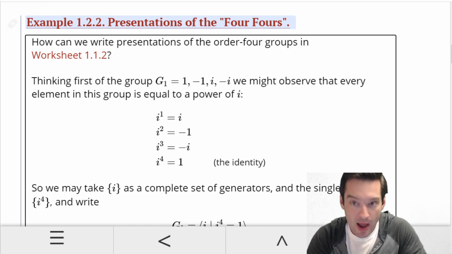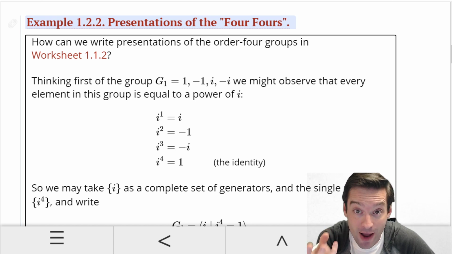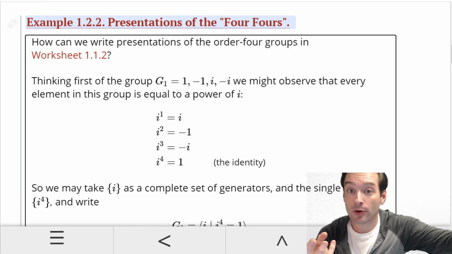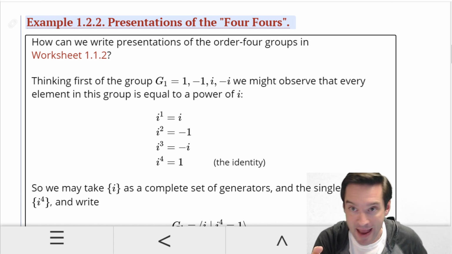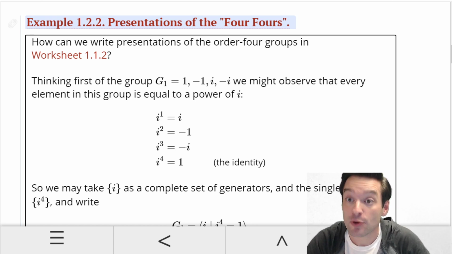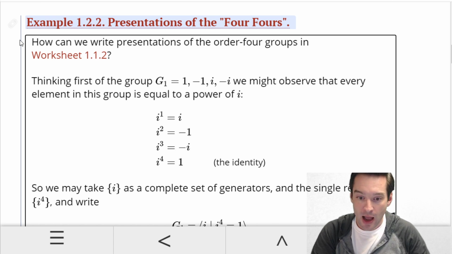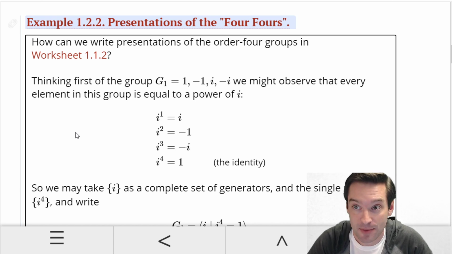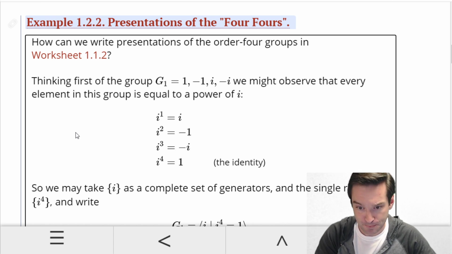So we might think of I as being the raw material, right? If I have I, then because I also have closure in my group, I have every power of I in my group as well. And every power of I accounts for 1, -1, I, and -I, so I get my entire group. Right? So I is a complete set of generators. The set consisting of I is a complete set of generators for my group.